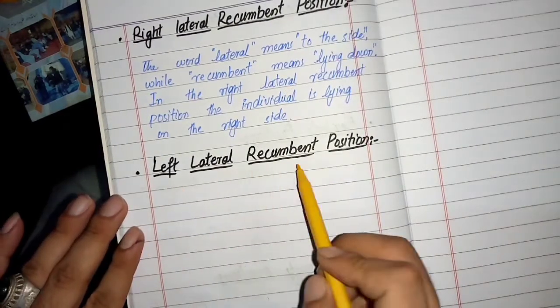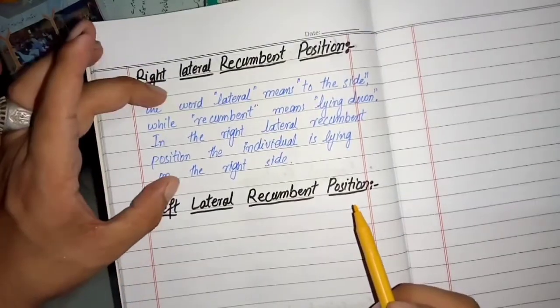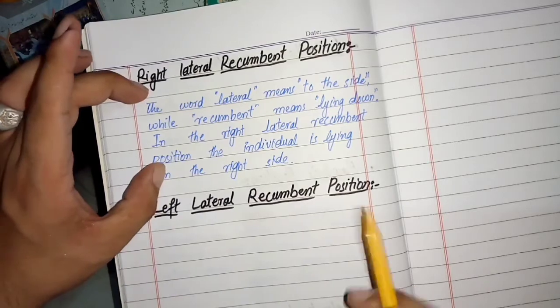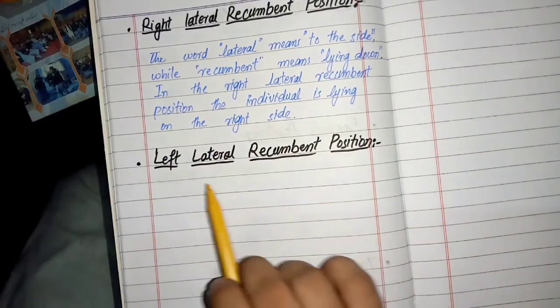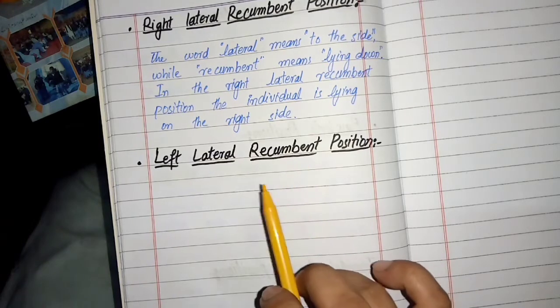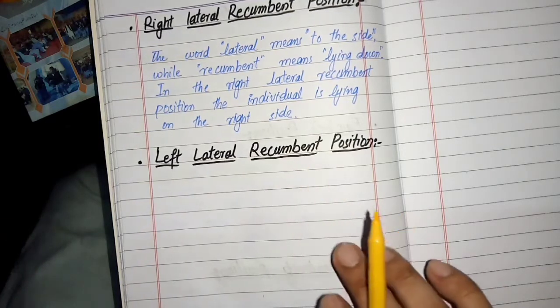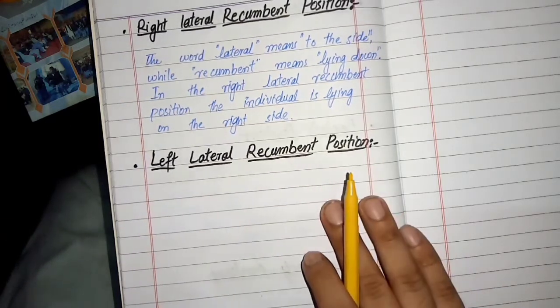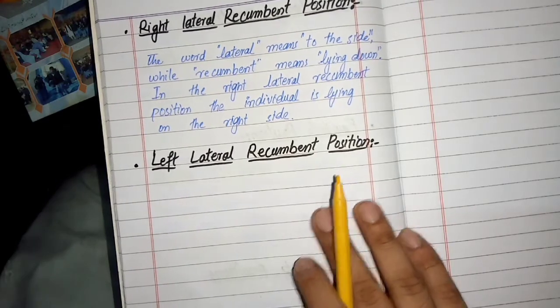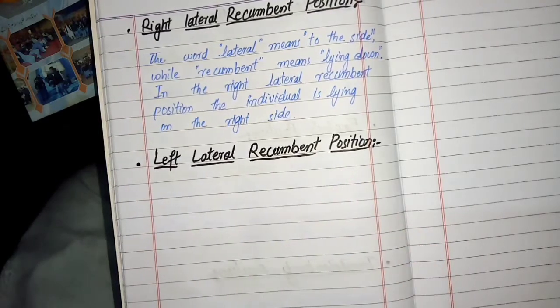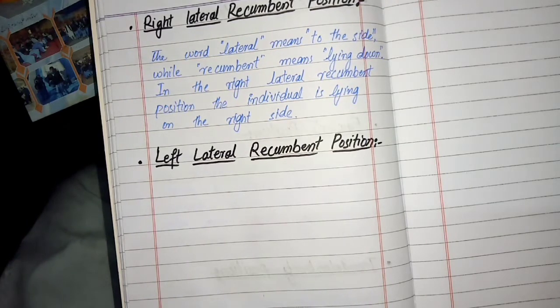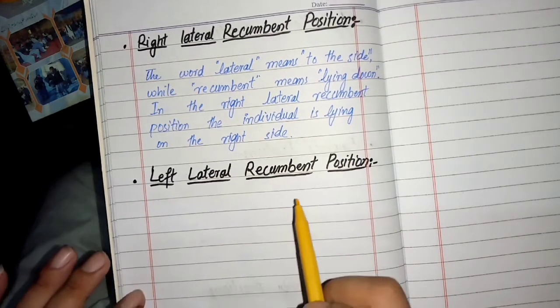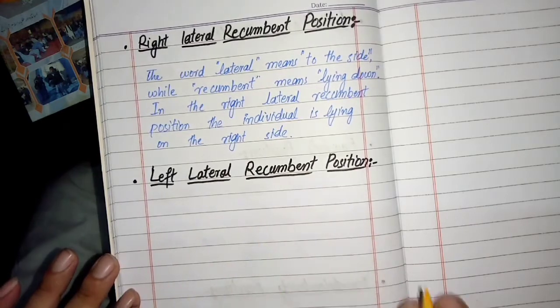This is the left lateral recumbent position. It is the same as this, but here the patient is turned to the left side, and this is mostly used for aspiration. You know what aspiration is? Aspiration is getting the contents from the stomach into the lungs or other organs. It is also used to facilitate the vagina.